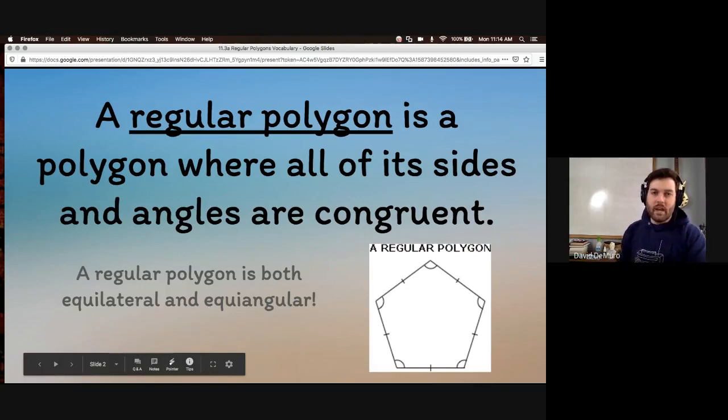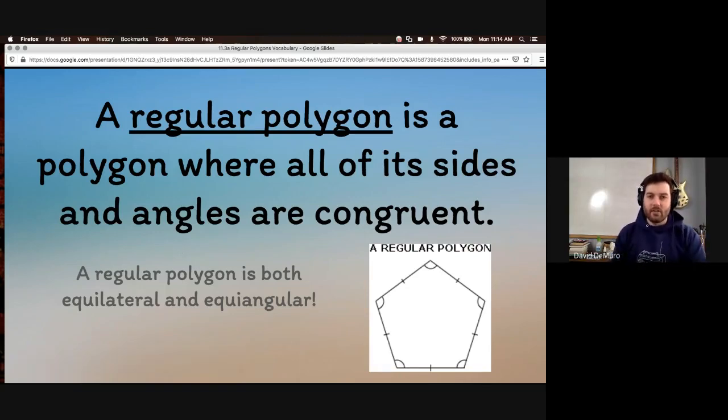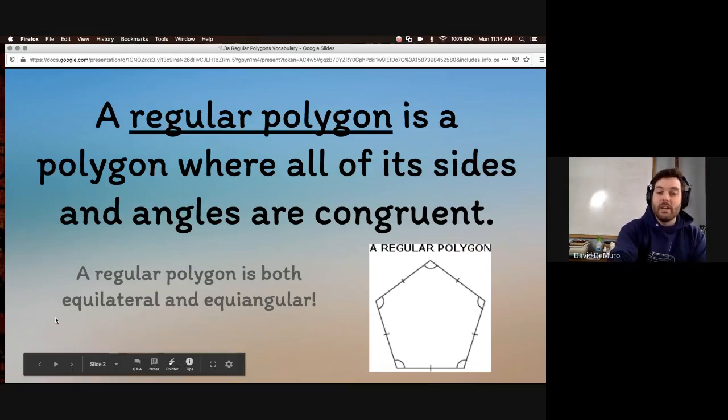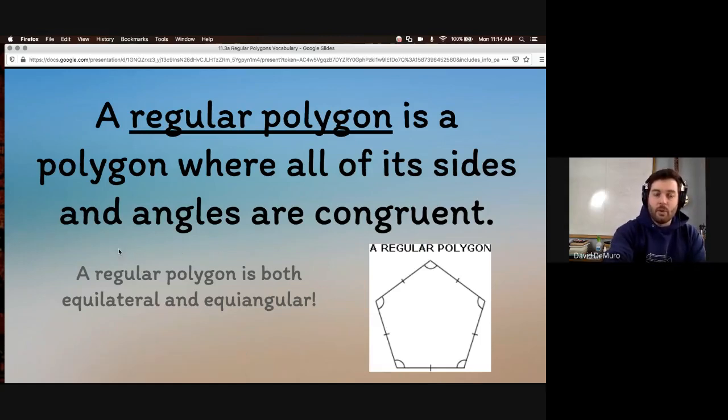So first vocabulary term we have is a regular polygon. We've talked about this already in the past, but just to recap what that is, a regular polygon is a polygon where all of its sides and angles are congruent. So a regular polygon is one that is both equilateral and equiangular. All of the sides here are congruent to each other, and all of the angles here are congruent to each other as well. And when both of those are true, we call it a regular polygon.